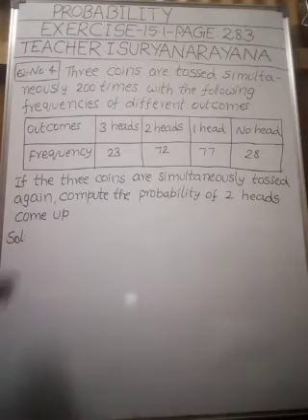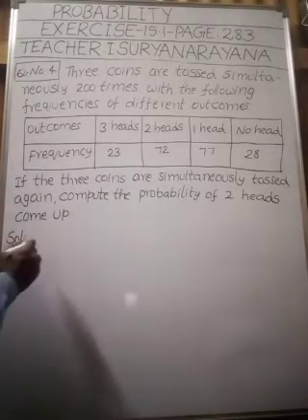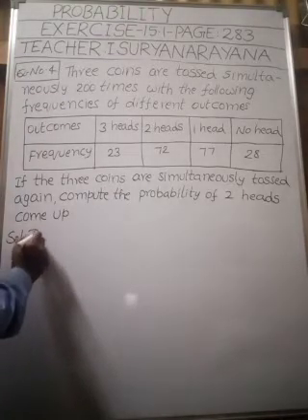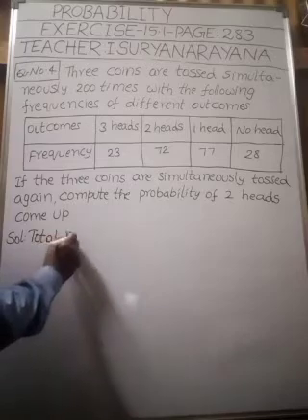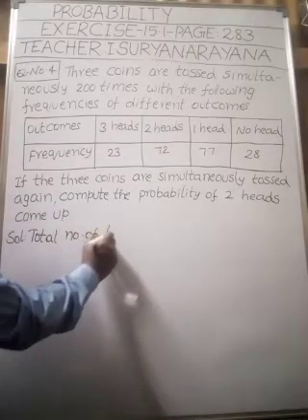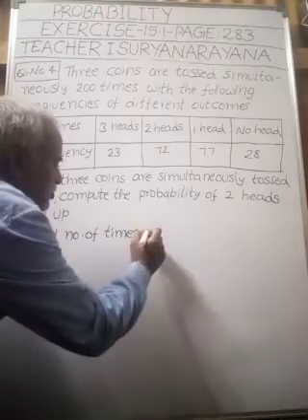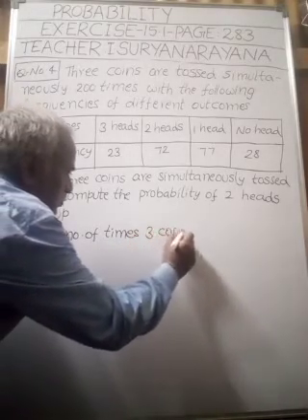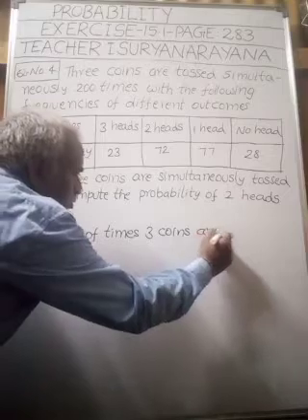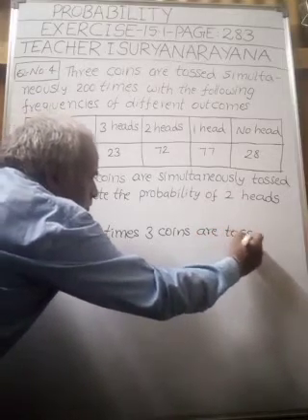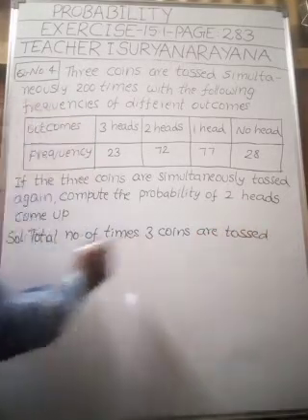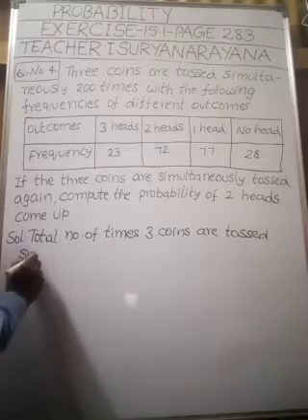So, how many times are three coins tossed? 200 times. Total number of times three coins are tossed simultaneously.